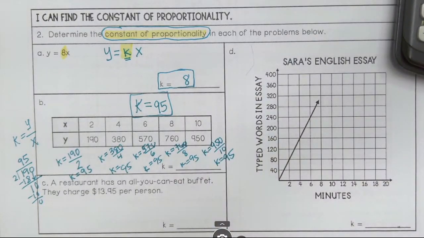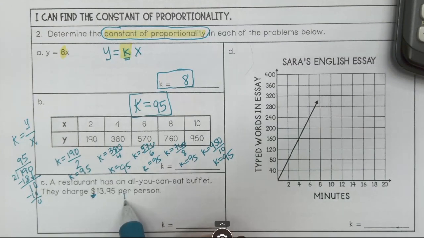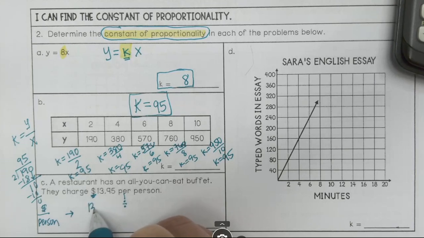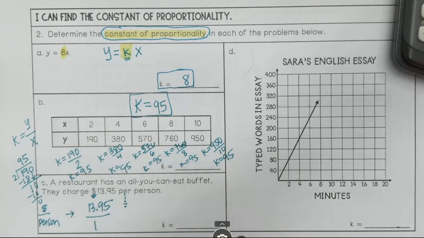So if we take a look at part C, it says a restaurant has an all-you-can-eat buffet, and they charge $13.95 per, meaning division usually, person. So if we were to write this as a fraction, it would be money over person, right? We're going to take our rate here. So this is $13.95 per one person. So my final answer is $13.95.